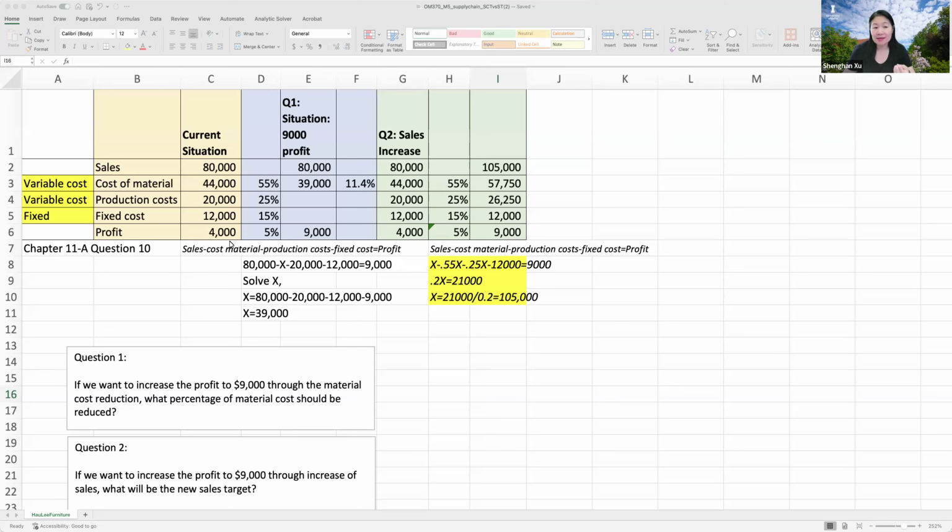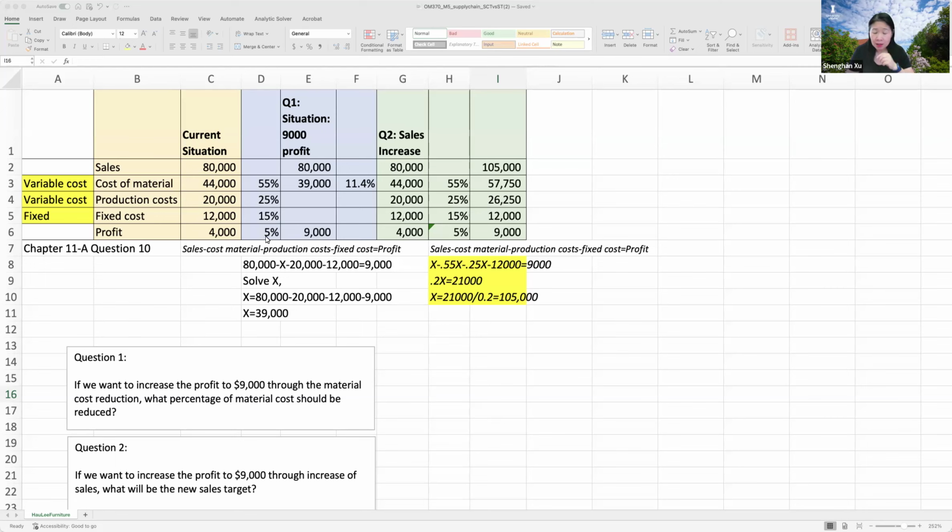Okay. And then you take 44,000 divided by 80,000 and you get 55%. So I know the cost of material accounts for 55% of overall sales. And production cost accounts for 25%, and the fixed cost is 15%, then profit is 5%.